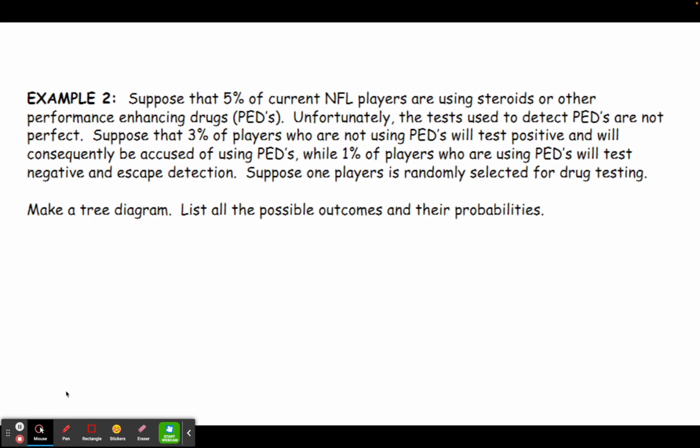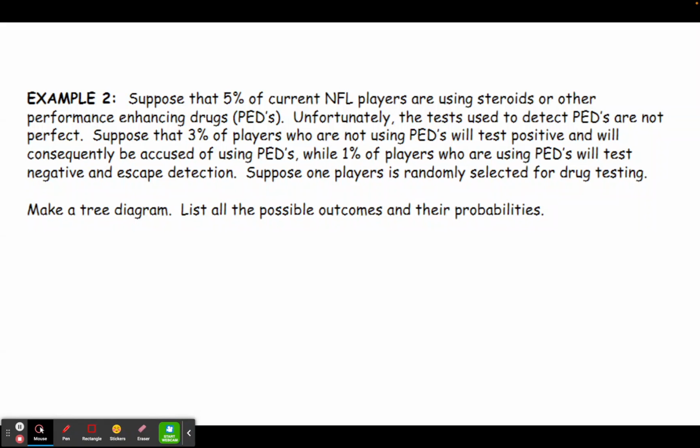All right, let's look at another example. Suppose that 5% of current NFL players are using steroids or other performance-enhancing drugs, which we abbreviate PEDs. Unfortunately, we know that tests to detect performance-enhancing drugs are not perfect. We think that 3% of players who are not using PEDs will test positive. So that would be a false result from the test, or an incorrect result. While 1% of players who are using performance-enhancing drugs will test negative and escape detection. So we know the probabilities that the test results come back wrong.